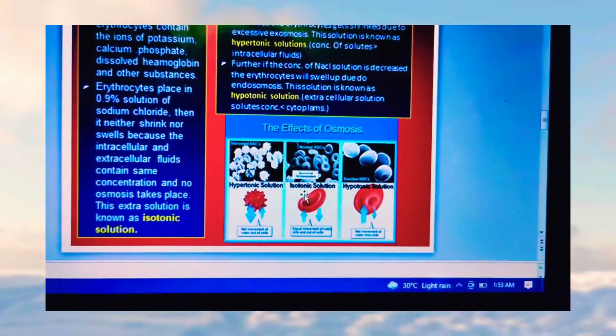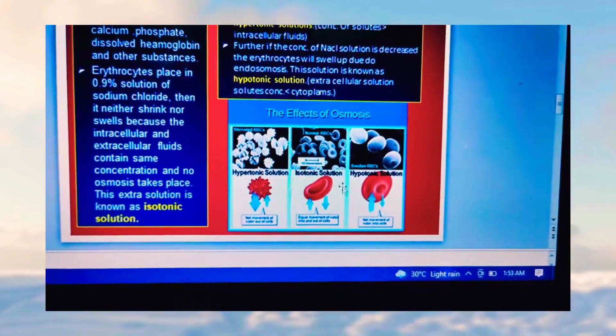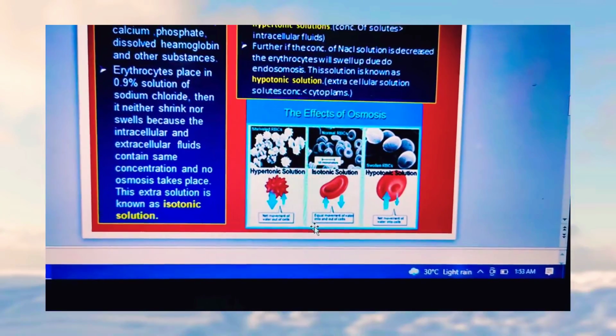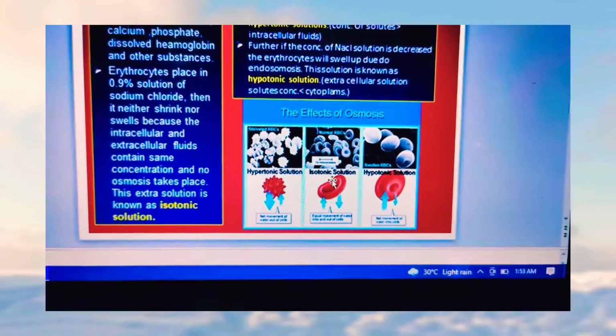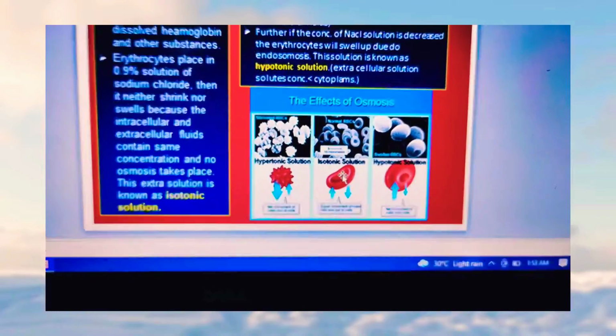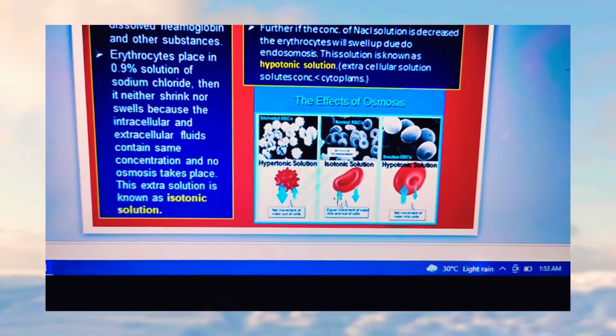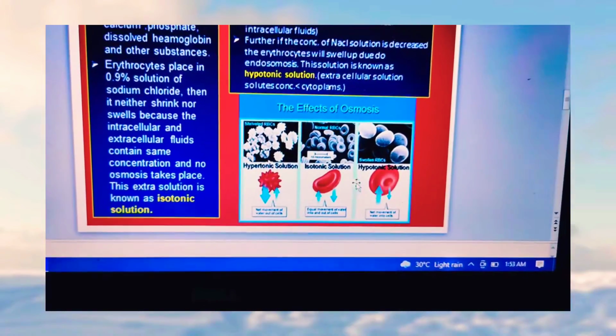Here, what happened? The concentration is equal in the outer environment of the cells. The amount of the molecules is equal to the amount of the molecules present inside the cell. That is why it neither shrinks nor swells. This is called an isotonic solution.